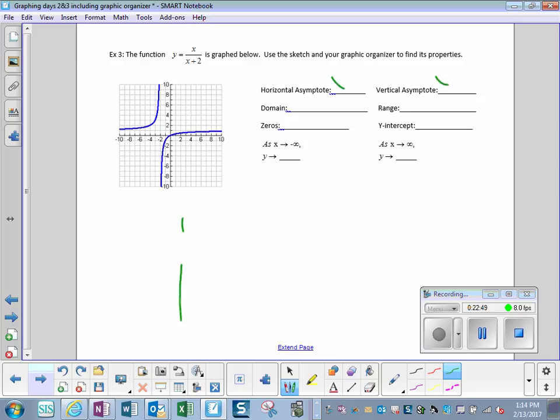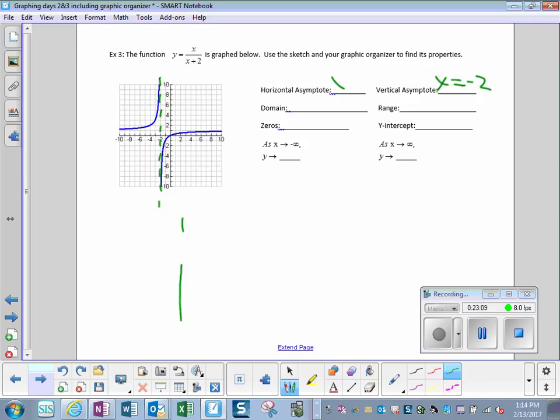Vertical, x equals negative 2. So if I draw it here, it will go through x equals negative 2. Yep. Exactly. Yes.